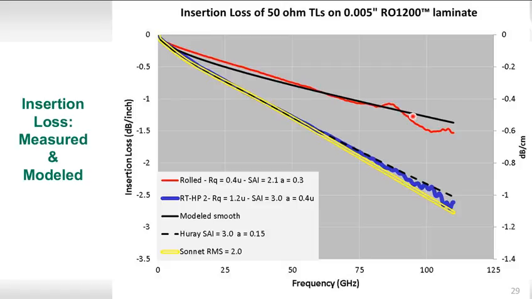Again, we see that the rolled foil actual data, the red line, fits the modeled smooth just perfectly. And again, with slight adjustment to the RMS value from 1.2 to 2, we get excellent fit with the Sonnet model. And also, again, using the input value of the surface area index, if we reduce the input value of the nodule radius from what was measured at 0.4 to 0.15, we get excellent fit of the data out to 110 gig.